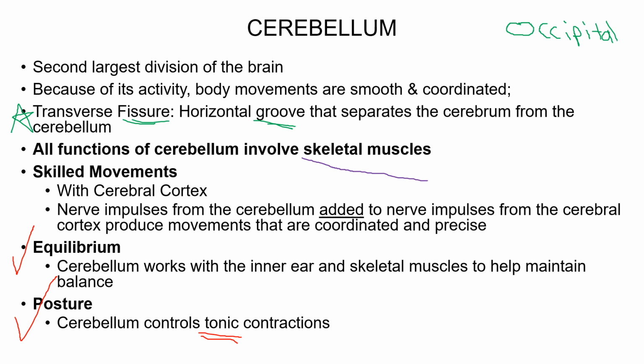So you've got the occipital lobe up here, and then you've got this space, and then you have, I'll just put CB for cerebellum, down here. So that space between the occipital lobes and the cerebellar hemispheres is called the transverse fissure, kind of goes across.